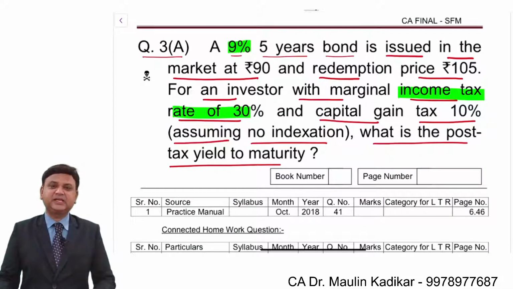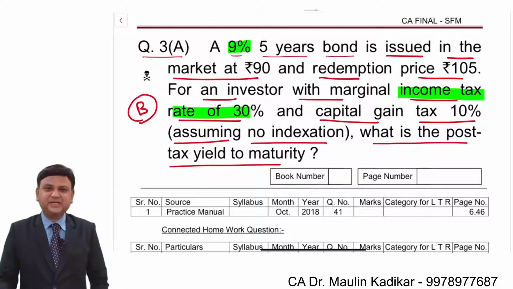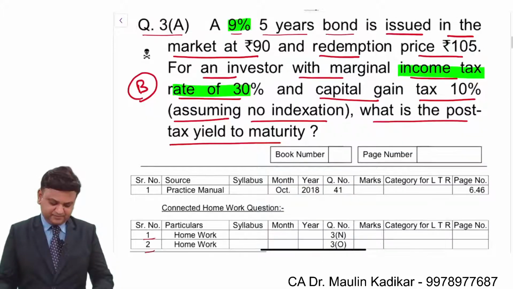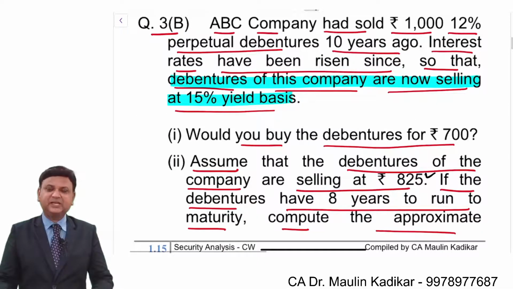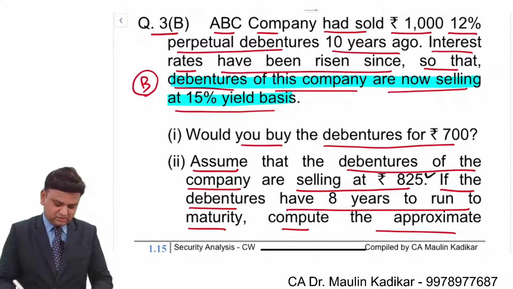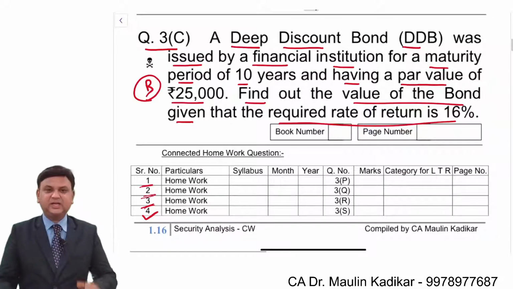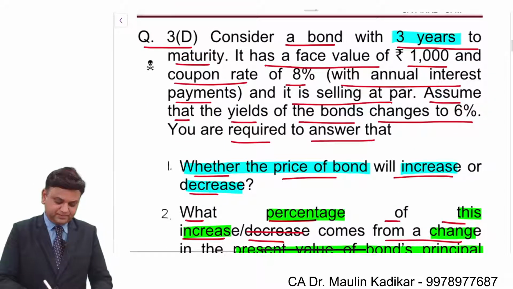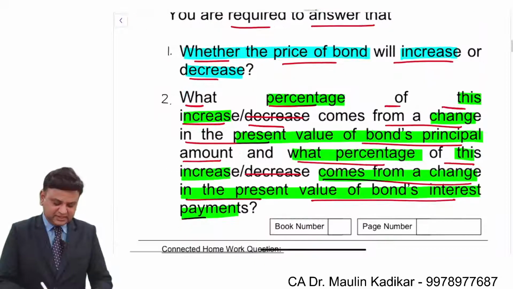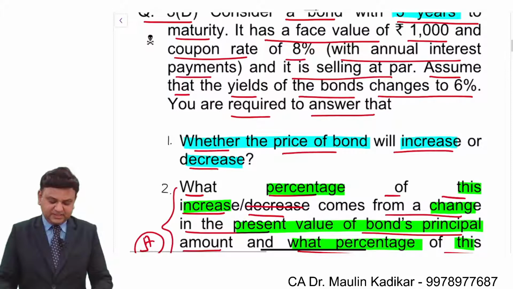Question number 3A is again a practice question, but still it is a good question because the income tax rate information is given to us. 3B is again a practice question, not excellent, but still a good question. Deep discount bond, again a different kind of security. The redemption value is the only cash inflow. 3D, in that the second part of the question is very important. The first part is not so important, but the second part is excellent.